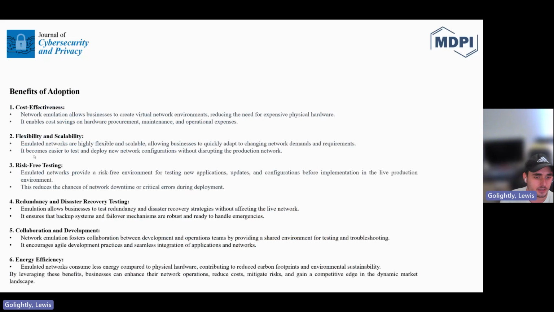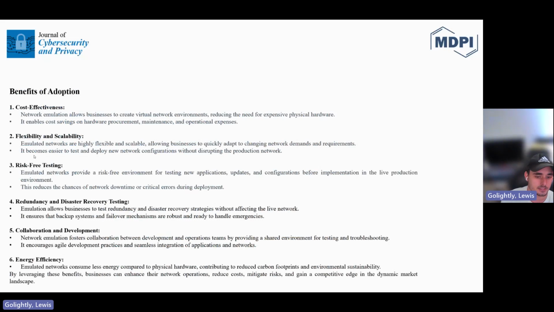Flexibility and scalability. Emulated networks are highly flexible and scalable, allowing businesses to quickly adapt to changing network demands and requirements. So it does become easier to test and deploy new network configurations without disruption of the production network. Risk-free testing. Emulated networks can provide an isolated environment for testing new applications, updates, and configurations before implementation in a live production environment.